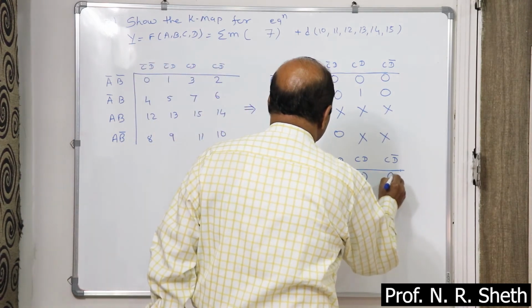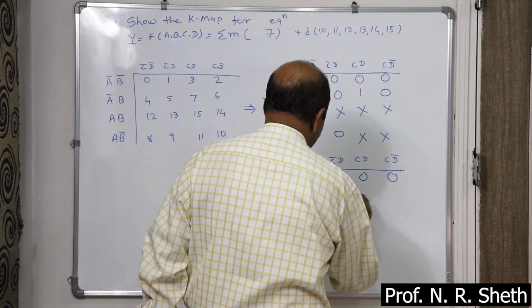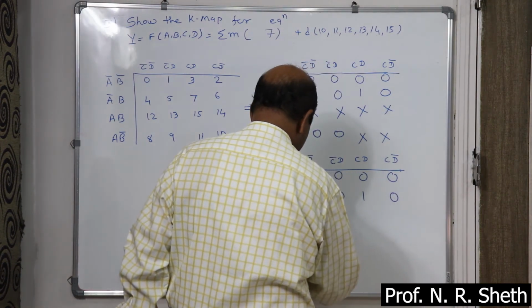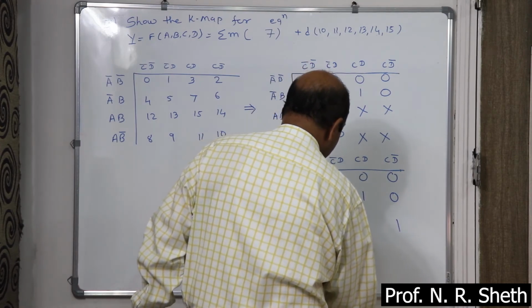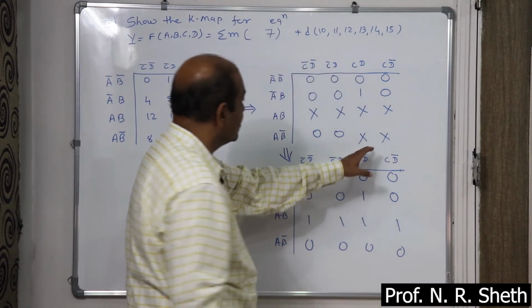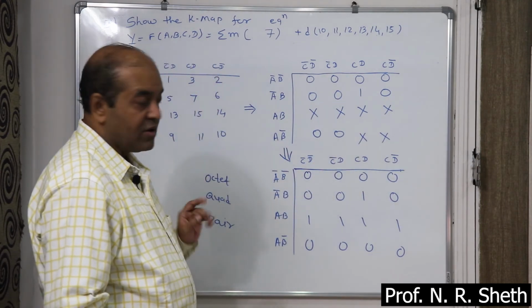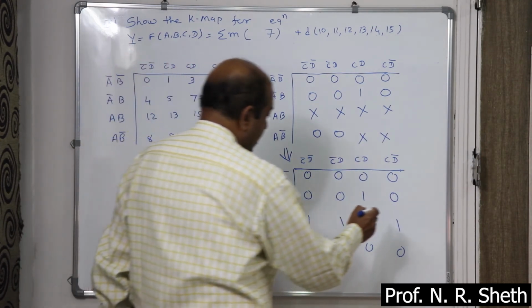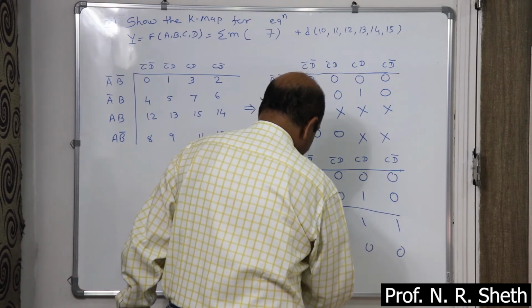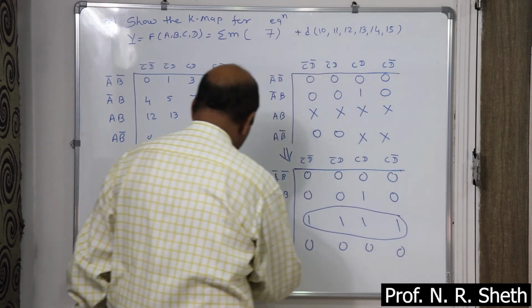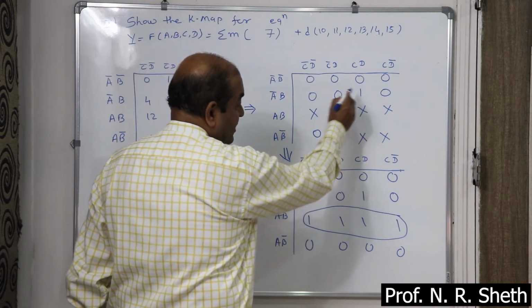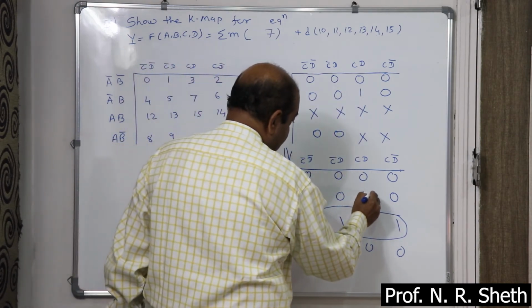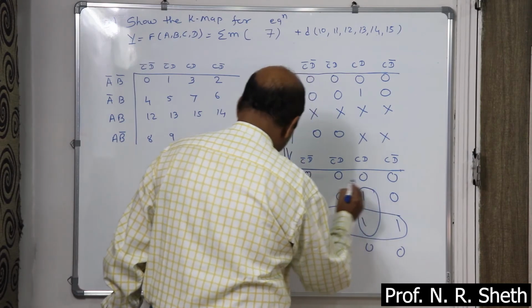Suppose for the remaining 2 you place 0. Then what happens? You have 1 quad, still this 1 is left because it is already there, and a pair.